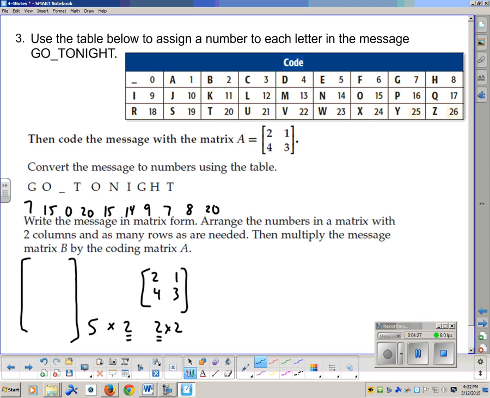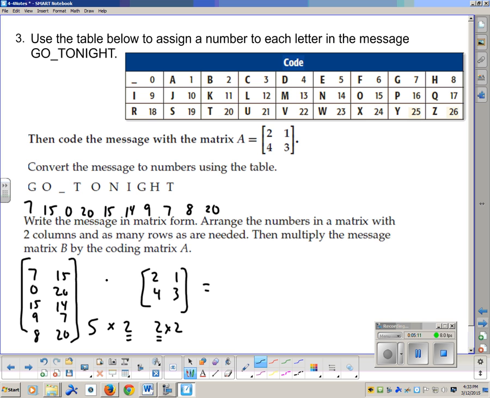So we got a 5 by 2 and we're going to multiply by a 2 by 2. Putting the numbers in there, 7, 15, 0, 20, and I'm just wrapping them around as I go to fit it on here. That's 3. Then we got 9, 7, and we've got 8 and 20. Then it says multiply the message by the matrix, multiply the 2 matrices together in order to make it a coded message, so someone looking at it would not be able to figure out what it was right away. We're coding this message so someone would not know that it says go tonight.